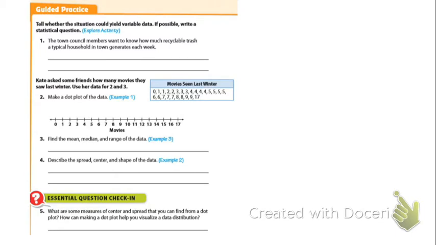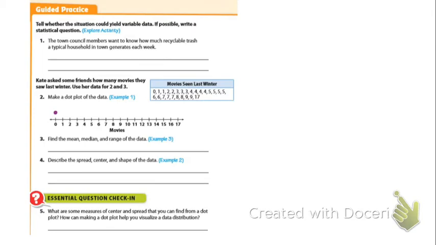Kate asked some friends how many movies they saw last winter. Use her data for 2 and 3. So here's the data that they saw. She asked one of her friends. One of her friends didn't see any. But even though it's 0, we still need that data point.